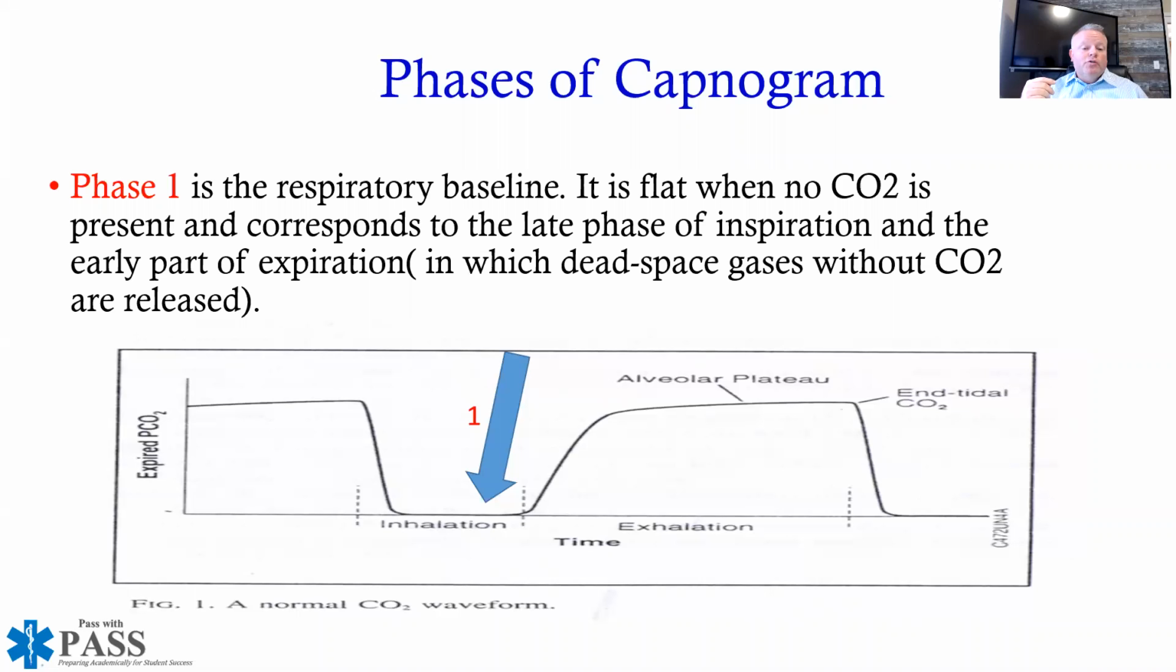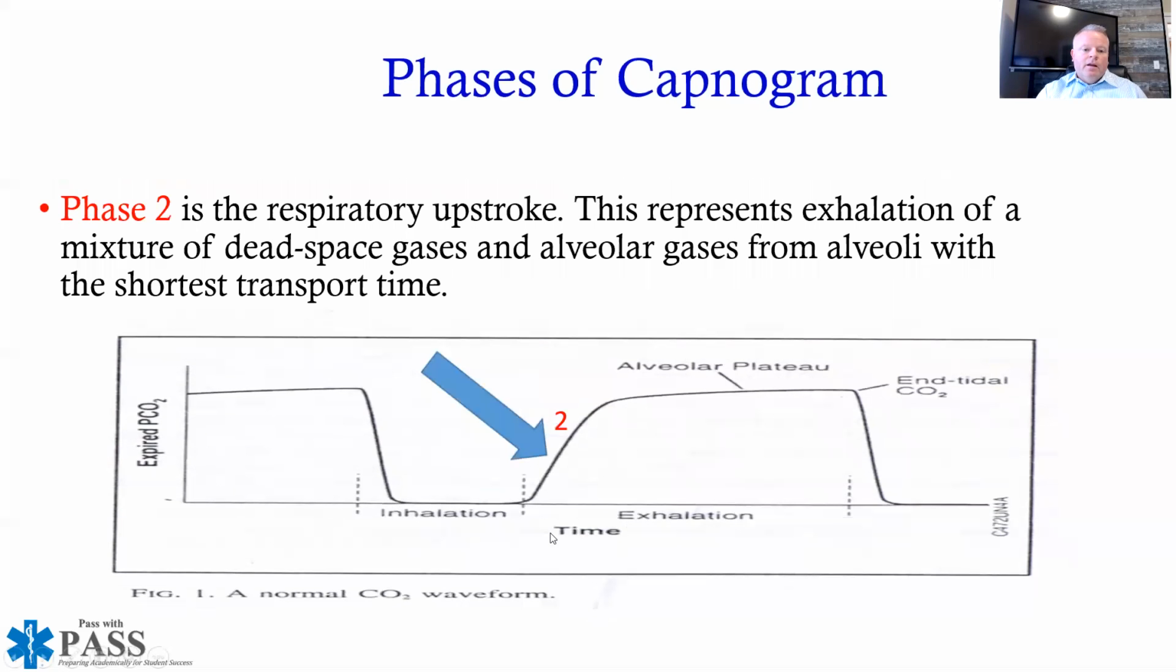As I start to breathe out is when the machine is actually going to start measuring that exhaled CO2. If I am breathing in or breath holding, you're not going to have anything at all on your waveform. So inhalation, as you can see down here, is phase 1, and that is going to be respiratory baseline. As the patient starts to exhale, this is phase 2, and this is called the respiratory upstroke.